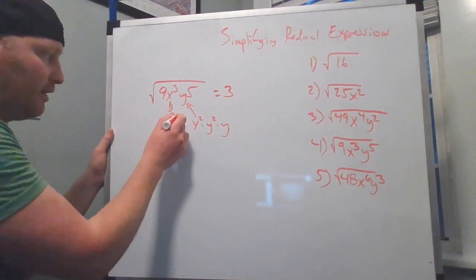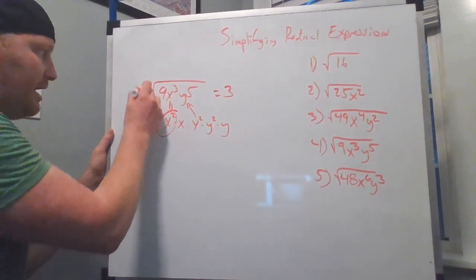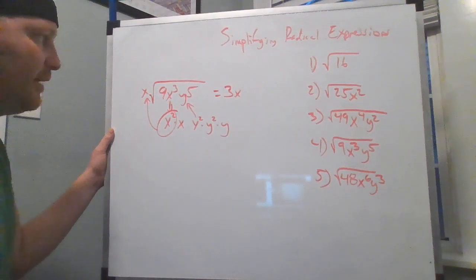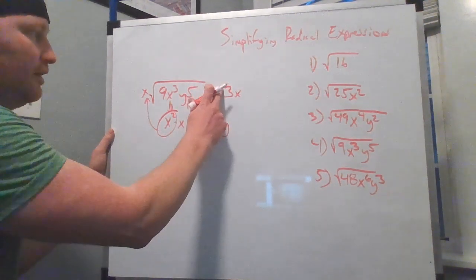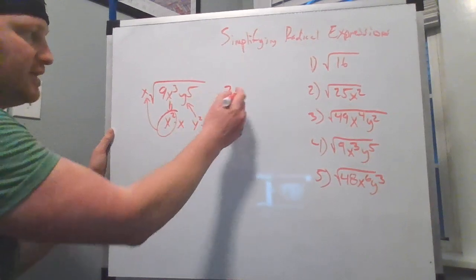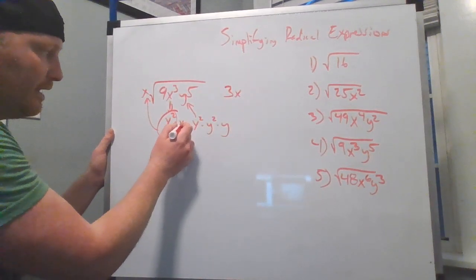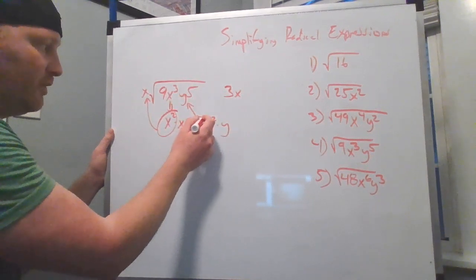This x squared comes outside as just an x. So this is just x. Now, you're going to see what's going to happen here in a minute because this is not going to be a perfect square. You're going to see in one second. This comes outside as an x. So now this is on the outside, right? This x will stay inside. You'll see how that looks in one minute.